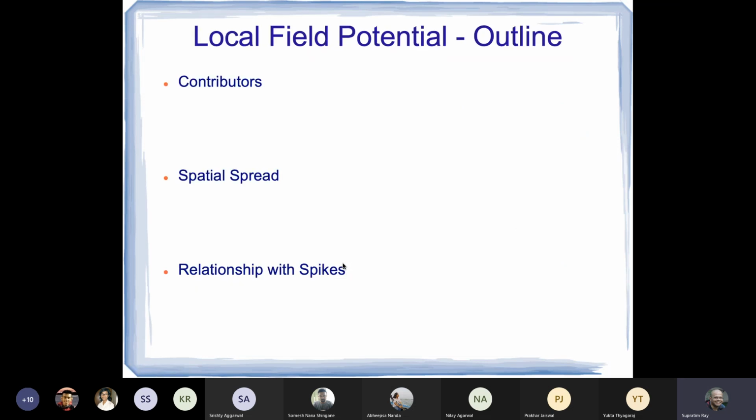I'm basically going to spend a fair bit of time talking about where this signal is coming from, what the contributors are, what the spatial spread is, or how many neurons contribute to the signal. If there is time, I will talk about the relationship with spikes. Otherwise, we will cover this later once we have learned the techniques for this module.